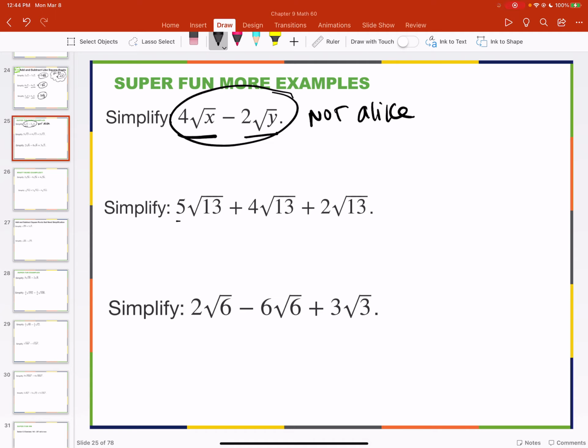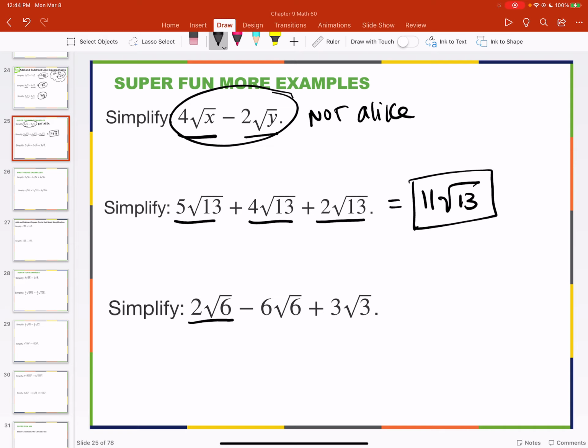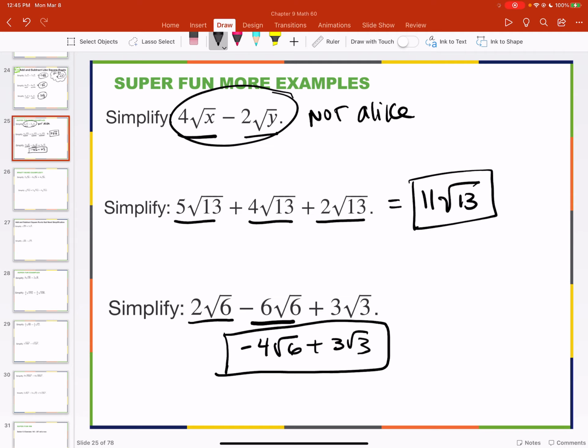So here you have 5 square root of 13 plus 4 square root of 13 plus 2 square root of 13. That's just going to be 11 square root of 13, right? Like terms. So then 2 root 6 minus 6 root 6. That's going to be negative 4 root 6 plus 3 root 3. We can't simplify this any further. So that's your answer, okay? Because these are not the same radical, and you can't simplify either radical, though.